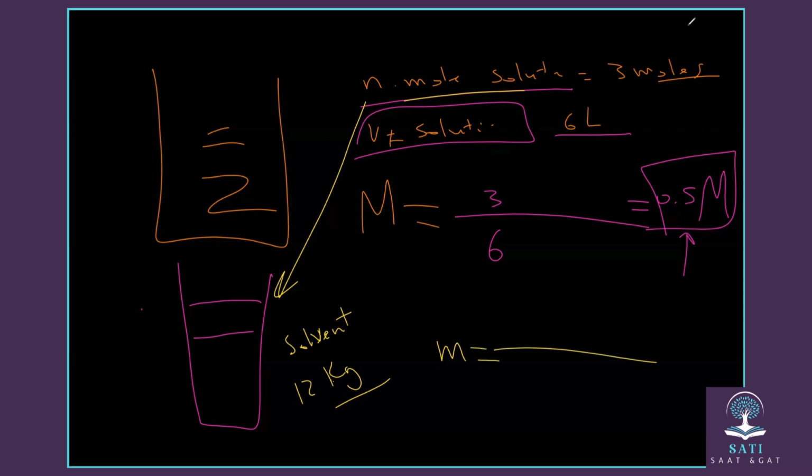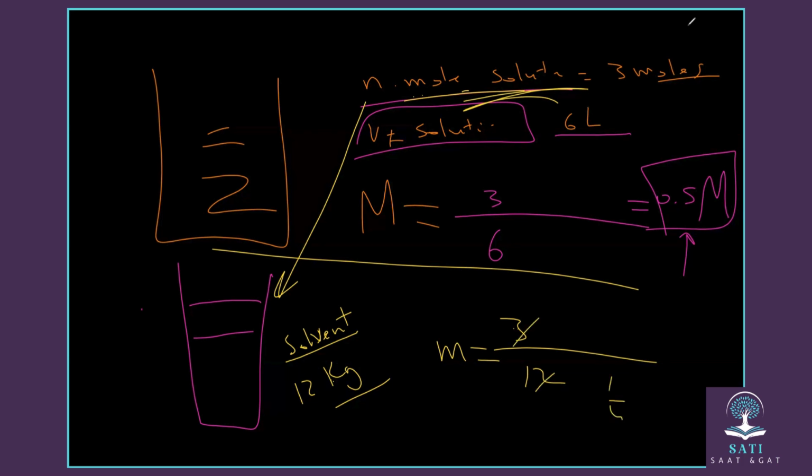Molality is number of solute moles. What is the number of solute moles here? This is another example, by the way. We just use the same number, 3. So we divide 3 over the mass of solvent, not the mass of solution, mass of solvent alone, which is 12. So 3 over 12, simplified, is 1 over 4. That means it's going to be 0.25 small m. 0.25 molality.